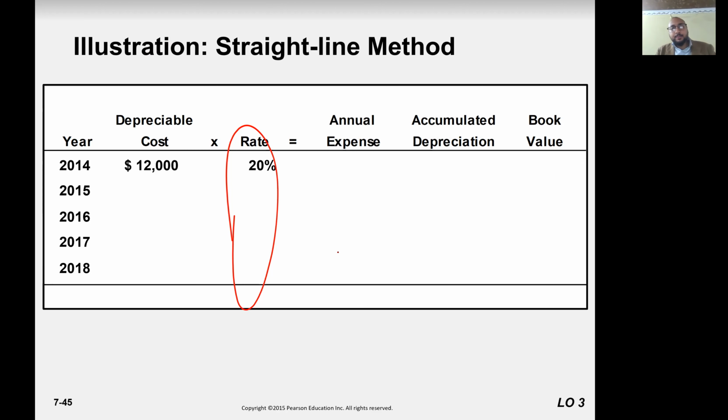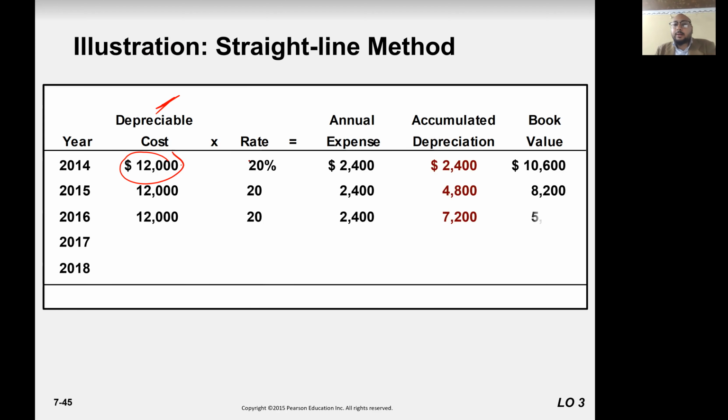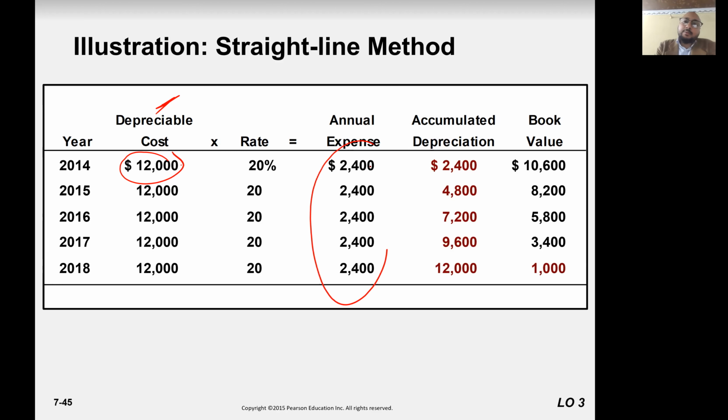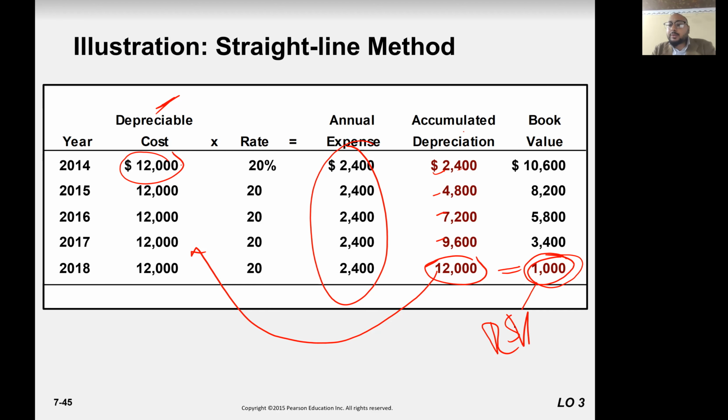You see, this 12,000 is the depreciable amount. You multiply it with the rate. All right. So depreciation expense is going to be evenly distributed. And what is the accumulated depreciation? 2,400 is added at every step, until the accumulated depreciation equals the depreciable amount. And the book value at the end of the final year will be the residual value or scrap value. All right.